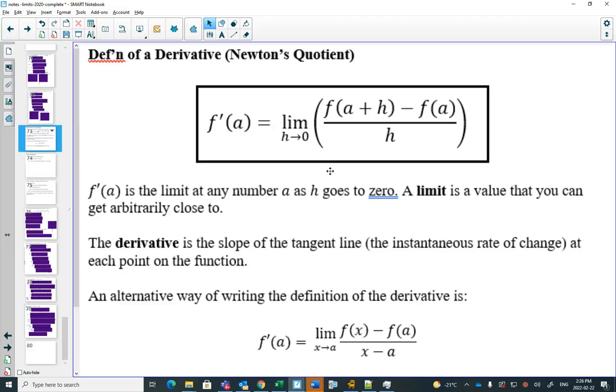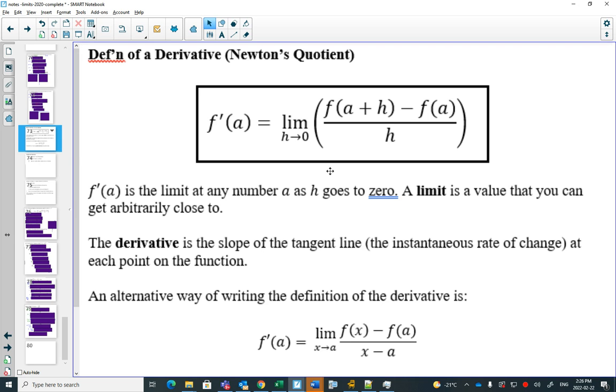Two formulas for finding slopes of tangent lines. One that had the h, one that had x minus a on the bottom. And now we're going to look at the definition of the derivative, which by the way, looks almost identical to our slope formula for a tangent.